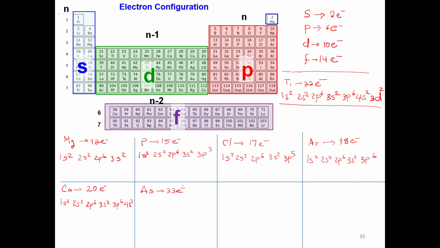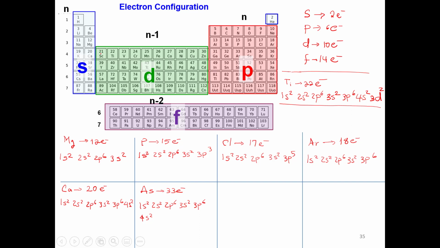Then let's try it for arsenic. Then we will have the same thing. It will be 1s2, 2s2, 2p6, 3s2, 3p6. Down will be 4s2. Let me write here 4s2.